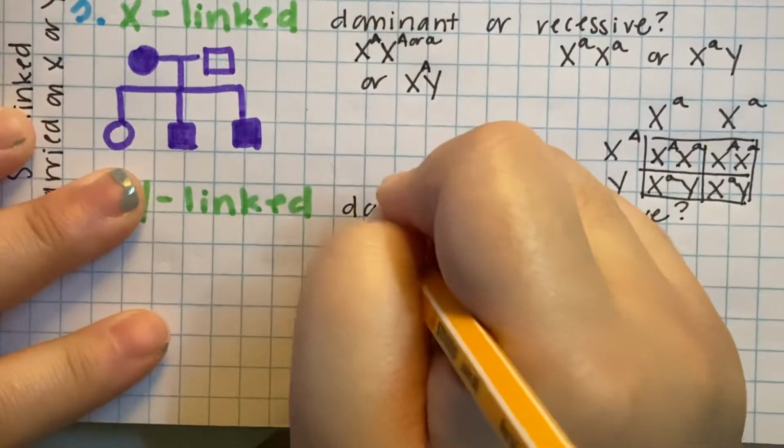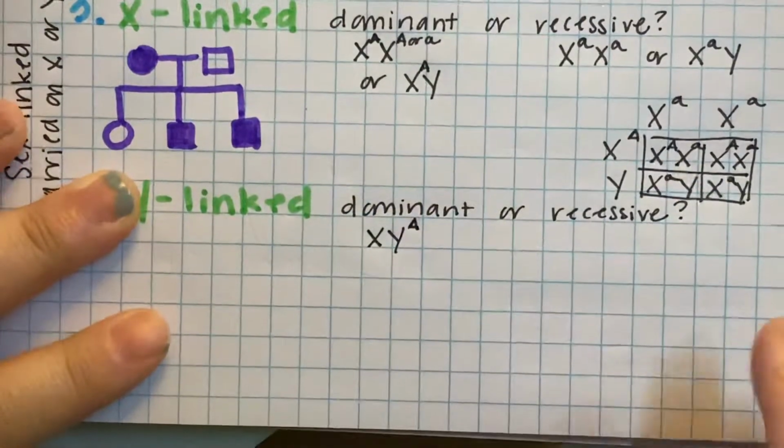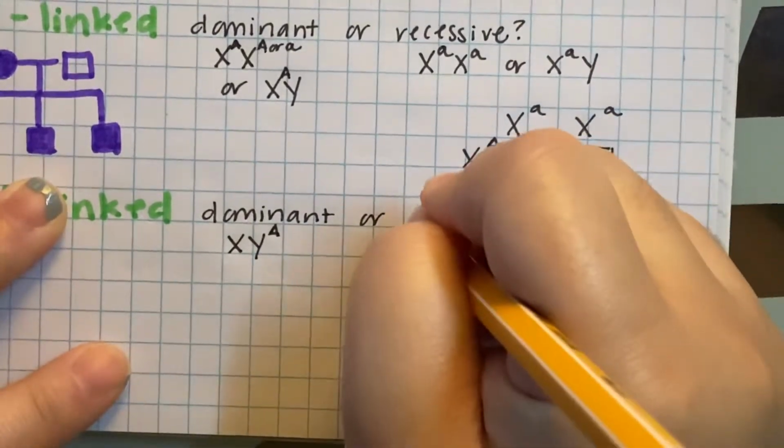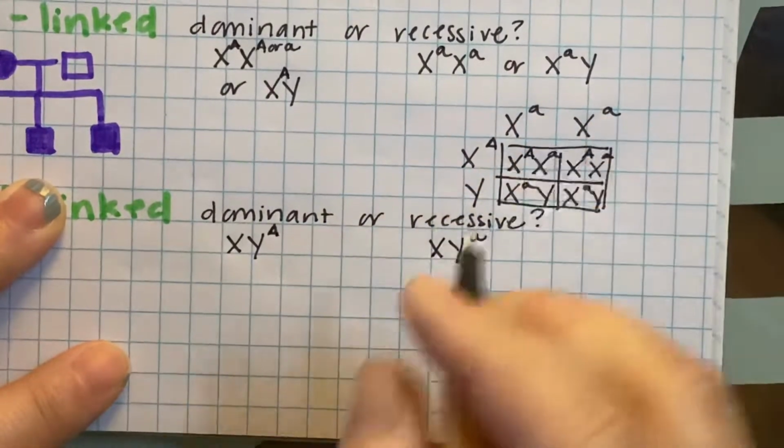For a Y-linked trait, if it's Y-linked dominant, so remember Y-linked can only happen in males, so we can only have XY, and they would just have the dominant allele because there's only one Y chromosome. If you have it, you have it. If it's Y recessive, then XY, they'd have the recessive allele.